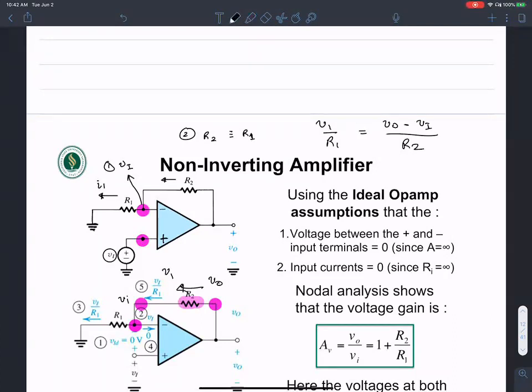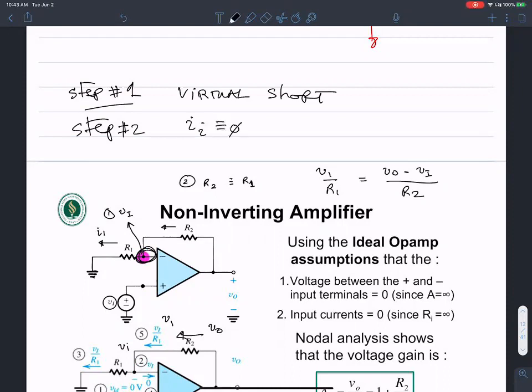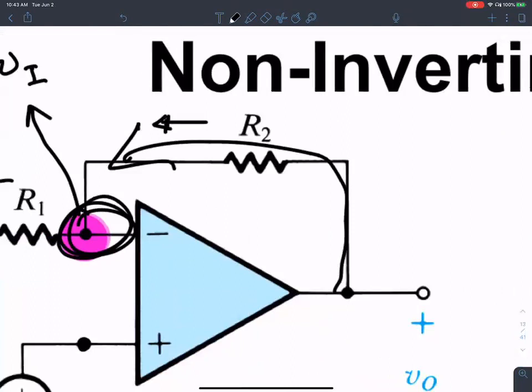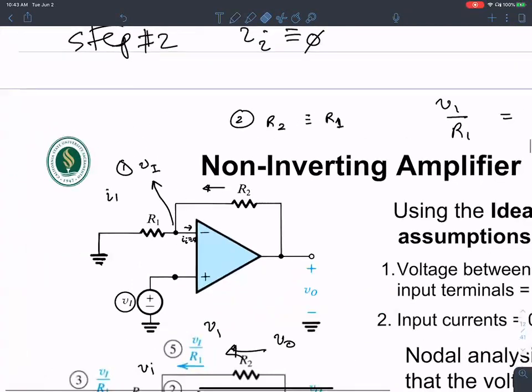So there are only two steps to solving any op-amp problem. The first step is virtual short: whatever voltage is applied on one node shows up on the other node. Step two: the current flowing into an op-amp is 0. Therefore, all the current has to be routed around the op-amp. The current flowing in this branch should equal the current flowing in this branch, because the current going into the op-amp itself is 0. Application of these two principles is all there is to op-amp solutions.